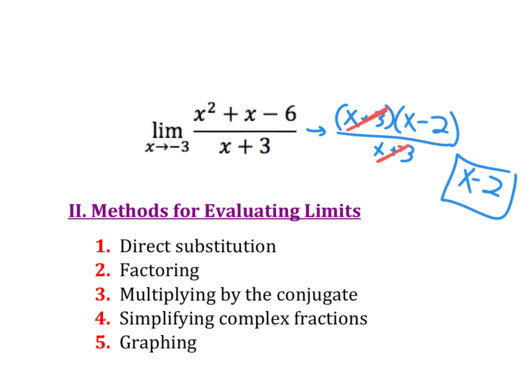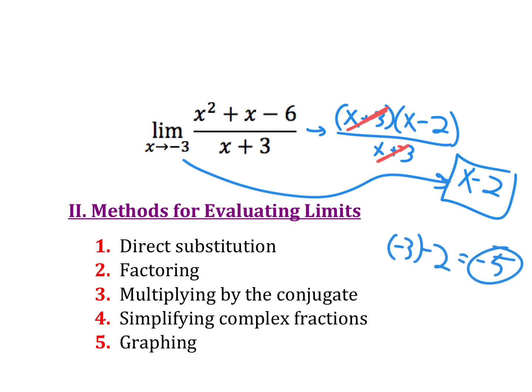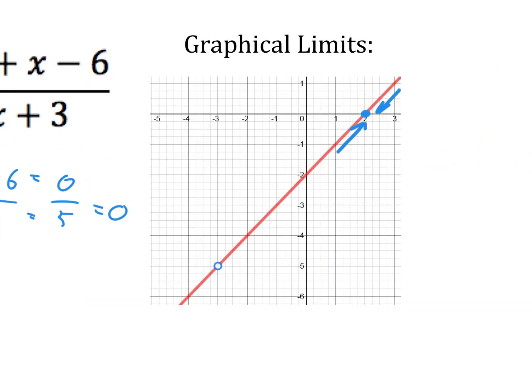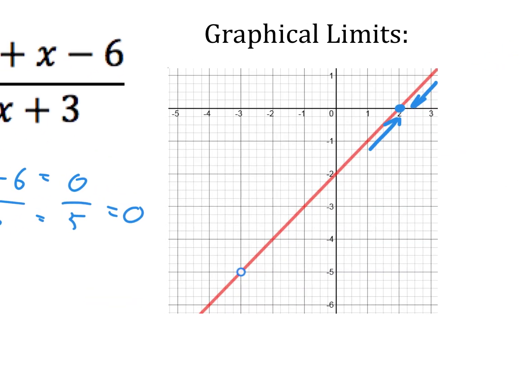I can plug in the limit as x approaches negative 3 for x minus 2 now. Negative 3 minus 2, well, that's going to be negative 5. And if we cheat and look back at our graph, when we approach negative 3 for an x value, there's a hole in the graph, removable discontinuity at negative 5. Wowza.